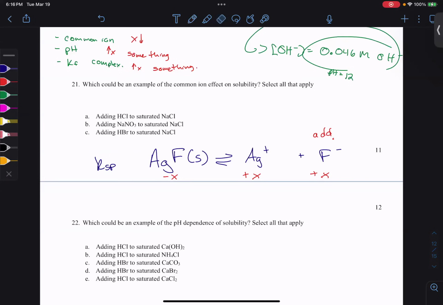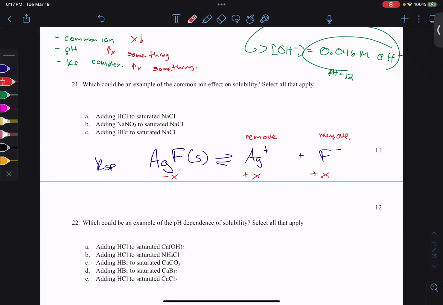What if we have a saturated solution and we remove Ag+? What happens? The reaction shifts which way? Forward. What do your eyeballs see? Less solid. So what can we say about molar solubility? It increases. Same thing with F-. What if we remove F-? Same thing. Reaction moves forward, things become more soluble.